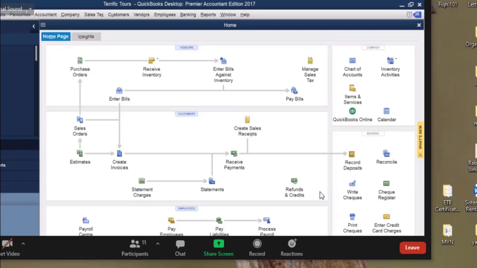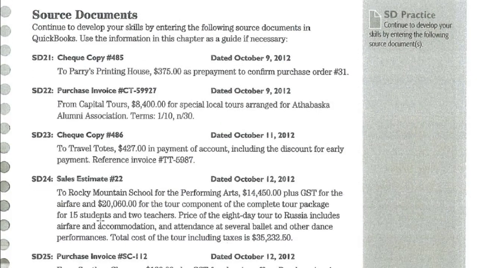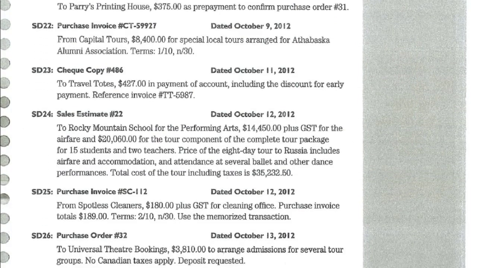Next one, sales estimate is SD24. Rocky Mountain School for the Performing Arts: $18,450 plus GST for the airfare and $20,060 for the tour component of the complete tour package for 15 students and 2 teachers. Price of the 80-day tour to Russia includes airfare and accommodation and attendance at several ballet and other dance performances. Total cost of the tour, including taxes, is $35,232.50.